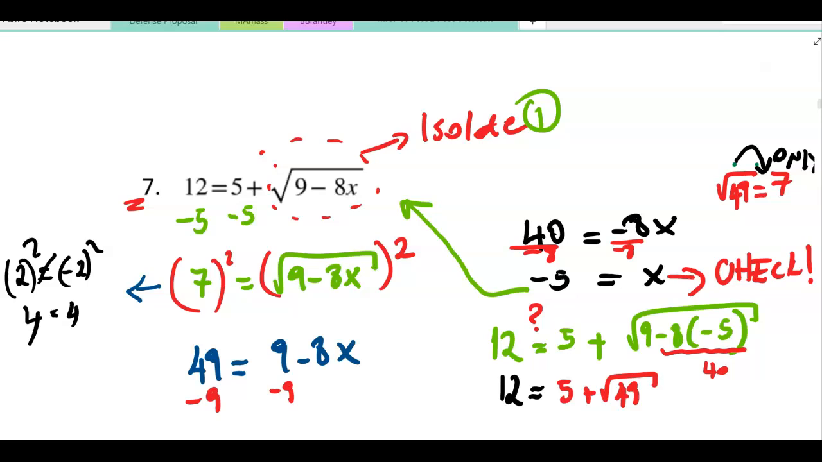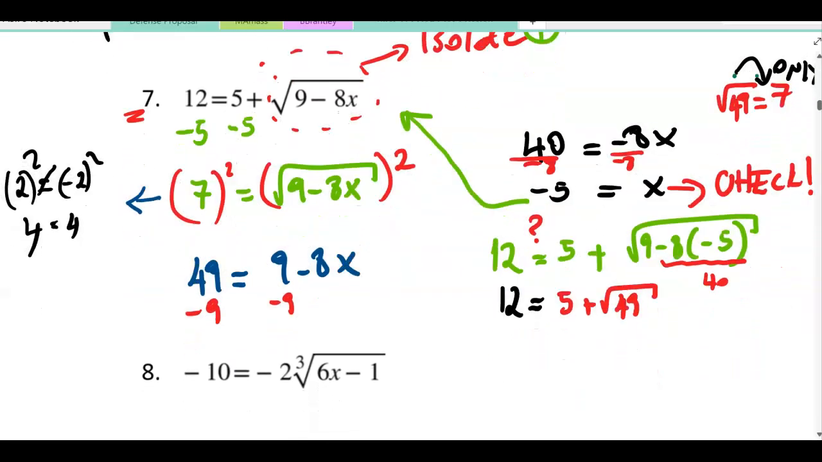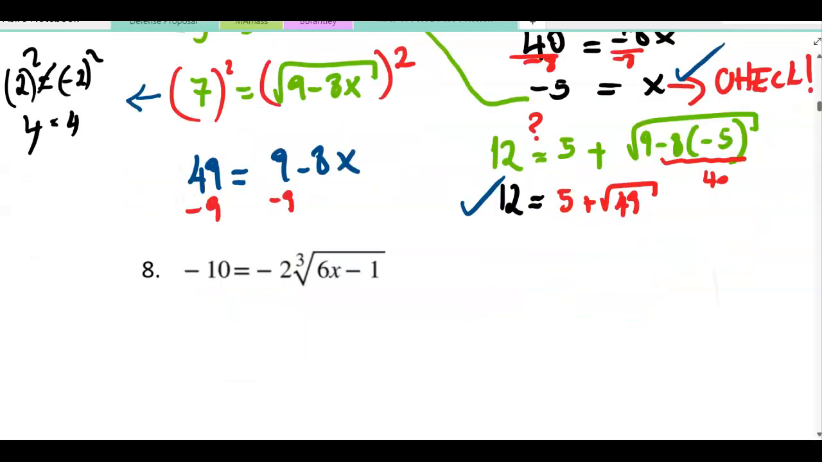Think about that. Because the reason is this is a square root function, and the domain of a square root is x greater than or equal to 0. So we need to think about that. Okay, the square root of 49 is 7. 7 plus 5 is 12. Checks.